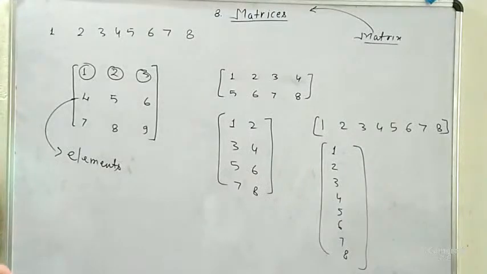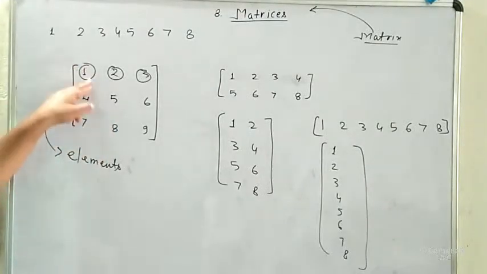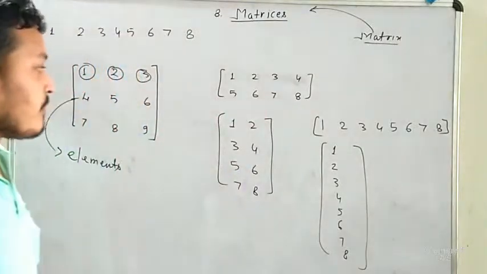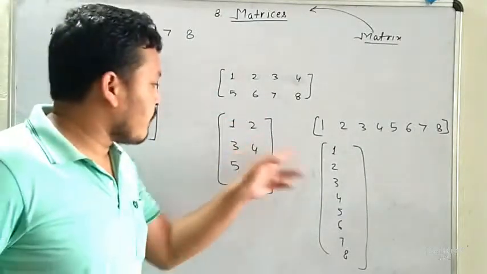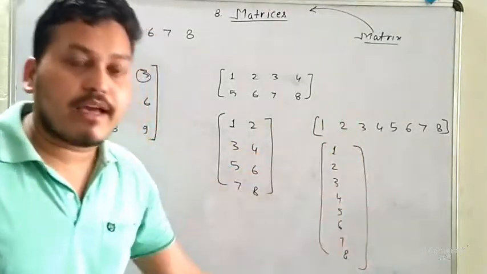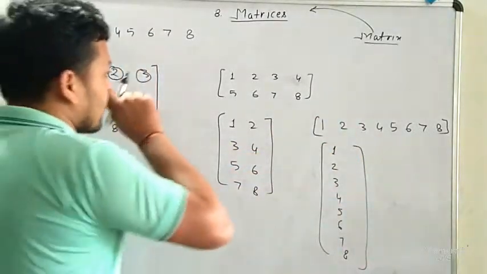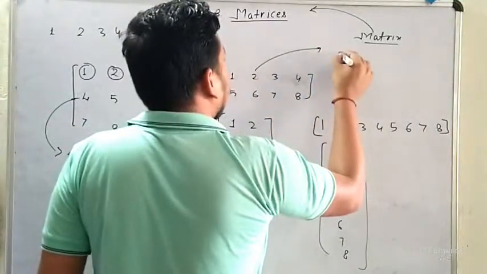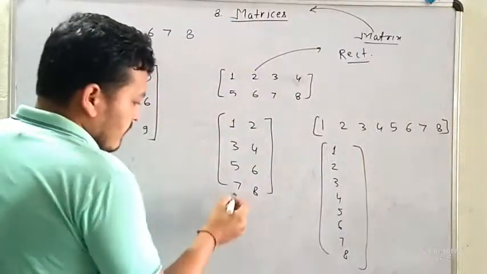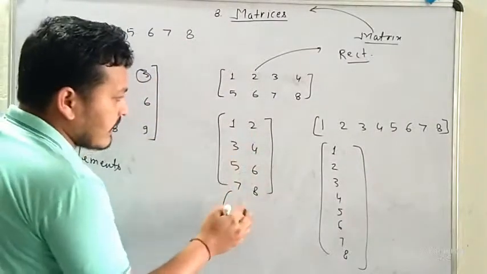So here we can say that 1 2 3 4 5 6 are the elements of the given matrix. 1 2 3 4 5 is the element of the given matrix. Same here, 1 to 8 are the elements of the given matrix. Tell me, the shape of this matrix is a rectangular shape. The shape of this matrix is a rectangular shape. The shape of this matrix is also a rectangular shape.